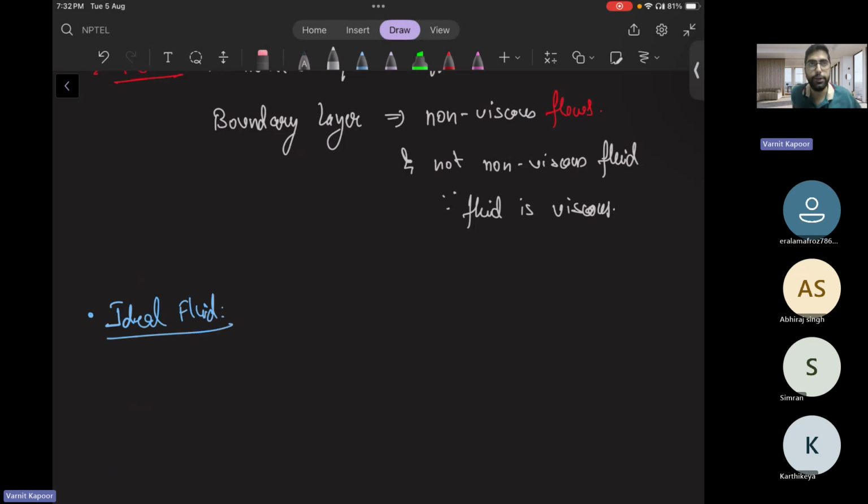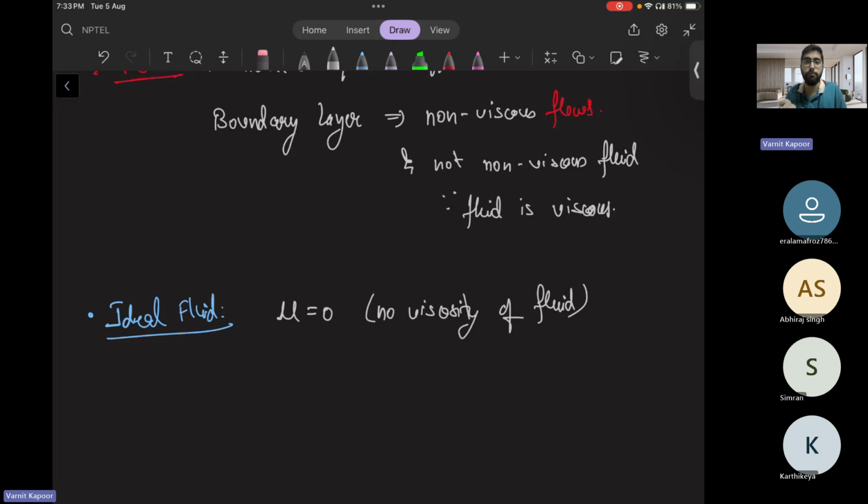So an ideal fluid is that fluid which has viscosity 0. There is no viscosity of the fluid, mu is 0. And on our planet, no such fluid exists. So there are no cohesive forces, and if no cohesive forces are there, surface tension will also be 0. In that scenario, there will be no boundary layer.